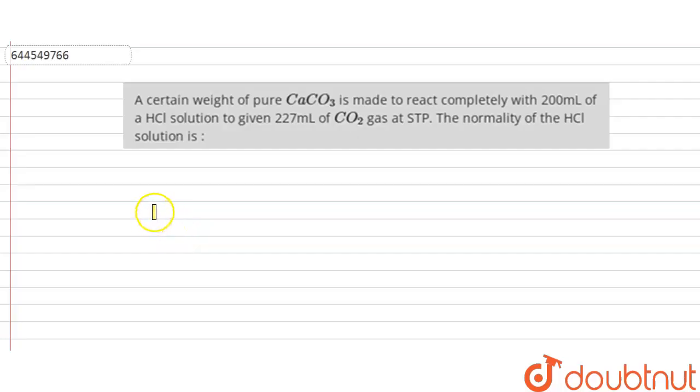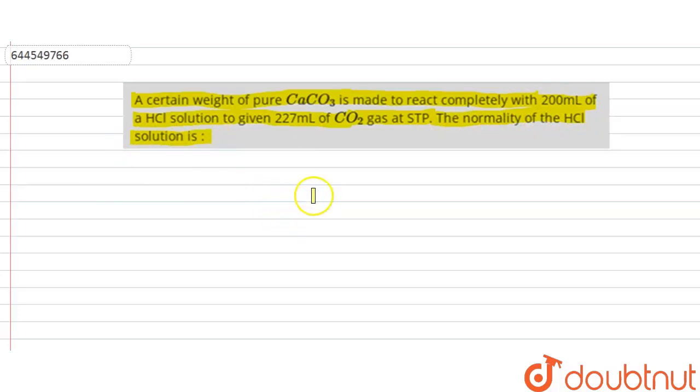Hello everyone. Let's start the question. The question says that a certain weight of pure calcium carbonate is made to react completely with 200 ml of a HCl solution to give 227 ml of carbon dioxide gas at standard temperature and pressure. The normality of the HCl solution is.